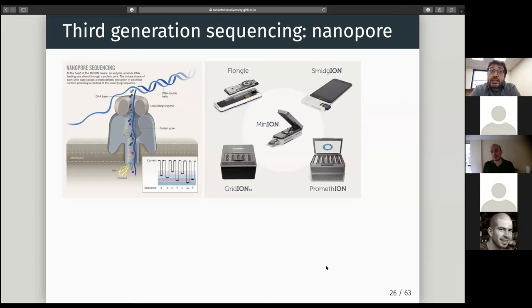The big advantage of Nanopore is the size of the instrument. Even the biggest instrument, you can put in your kitchen. So you can even sequence in the field. I think that's a big, big niche. For the extremely long reads, it's more than just about Nanopore. It's about the extraction method and the library prep, which is very tricky.